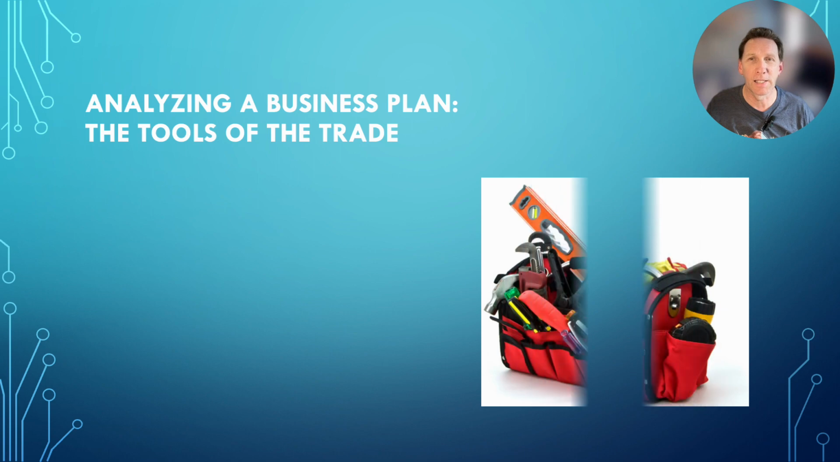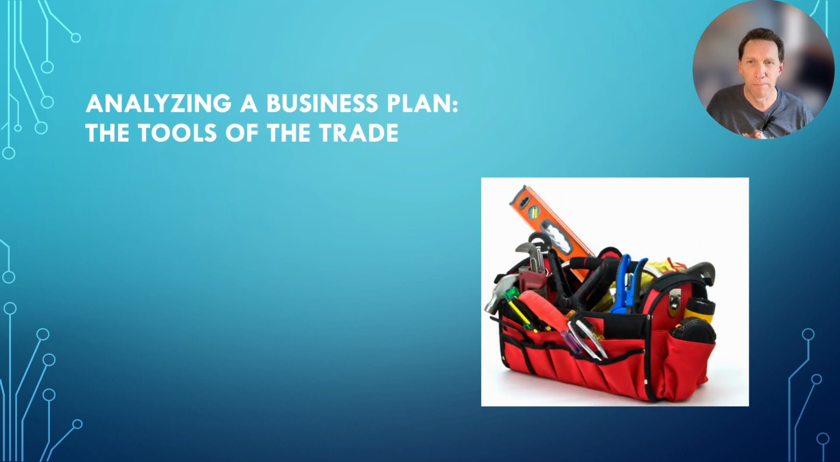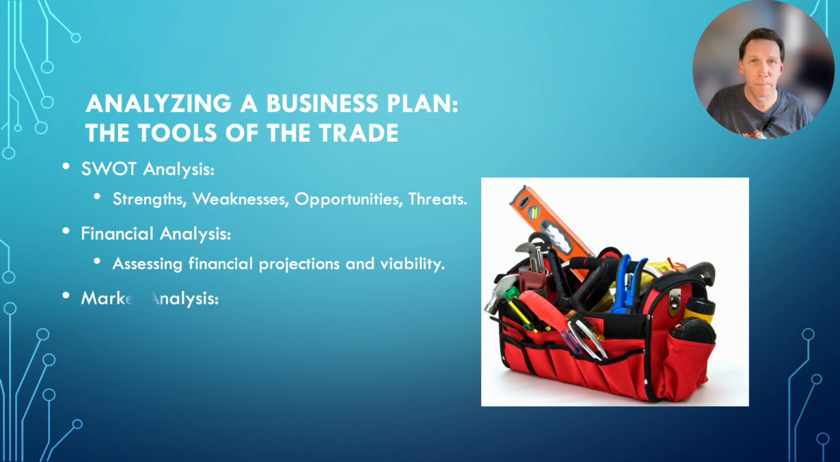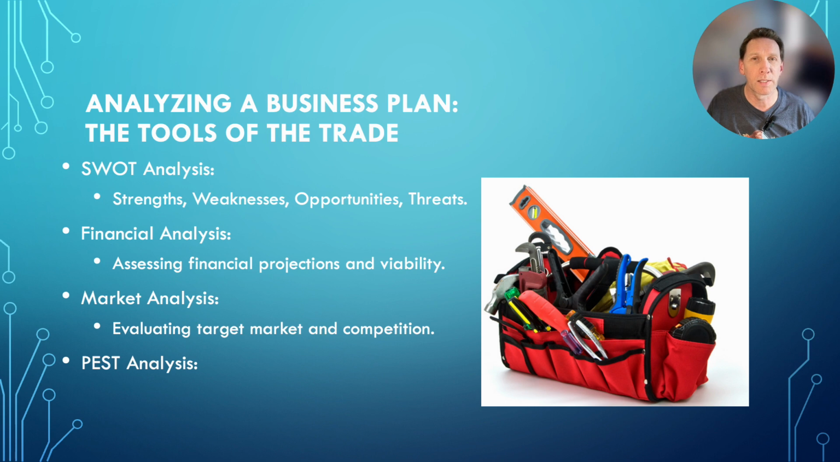All right, let's talk about analyzing the business plan, some of the tools of the trade. First thing we can use is a SWOT analysis. This is where we discuss strengths, weaknesses, opportunities, and threats. We also want to take a financial analysis. This is where we assess financial projections and viability. Next is your market analysis. You can evaluate your target market and your competition. And finally, we can do a PEST analysis. This is where we consider political, economic, social, and technological factors.